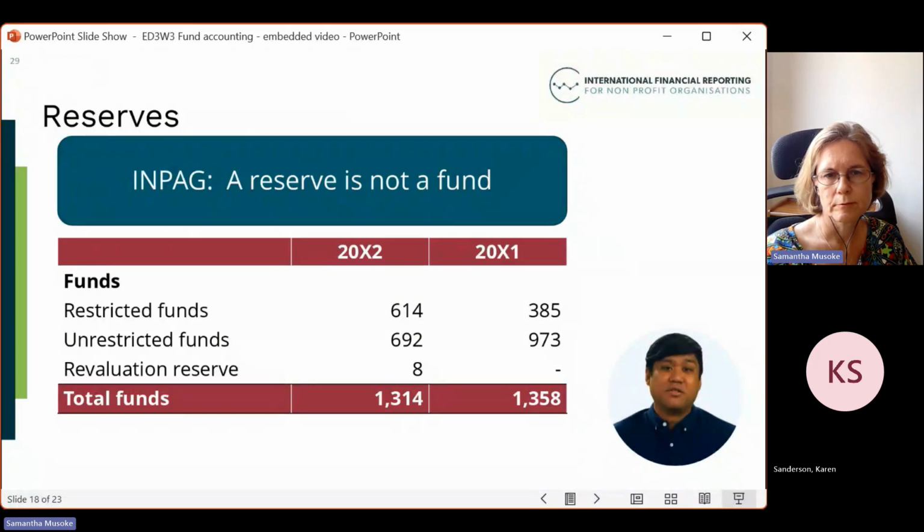INPAG uses the term reserve only in connection with the specific sections of INPAG that require a reserve to be created. For example, there will be a revaluation reserve where an NPO uses the revaluation model for measuring its assets, and it has valuation gains and losses. These reserves are for accounting purposes and are not able to be used for other purposes. Reserves are therefore separate to the funds held by an NPO, and are shown separately to the funds with restrictions and funds without restrictions.